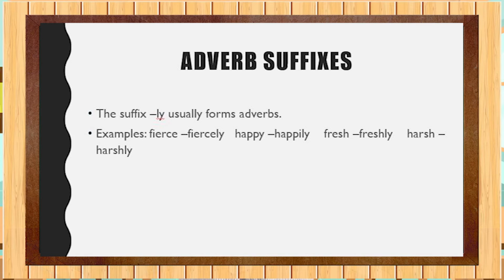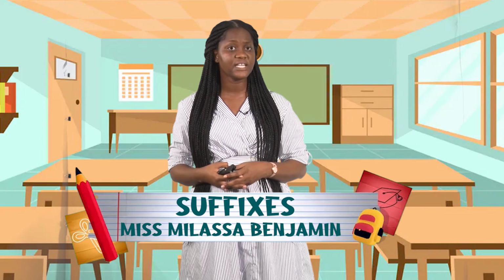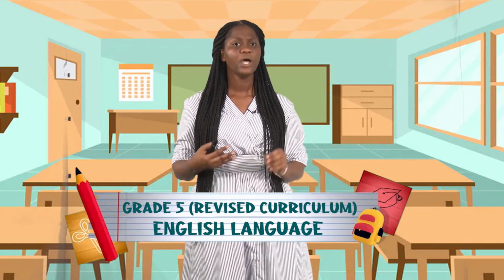In relation to adverb suffixes, the suffix ly usually forms adverbs. So we might have the word fierce, which becomes an adverb by adding ly. So we have fiercely. We might have the word happy, and so by adding ly, we can have the word happily. Fresh becomes freshly as an adverb, and harsh becomes harshly. So boys and girls, we have examined quite a number of suffixes, their meanings, and their examples. I encourage you to do further readings by examining these suffixes and their examples.